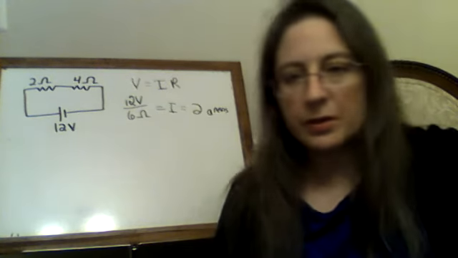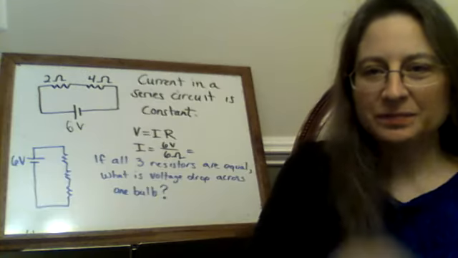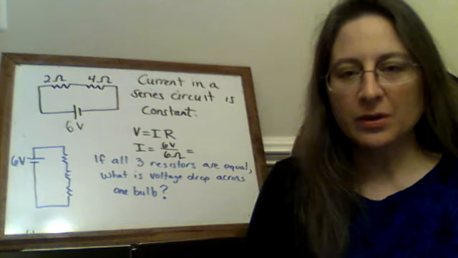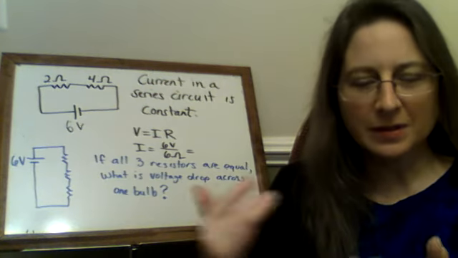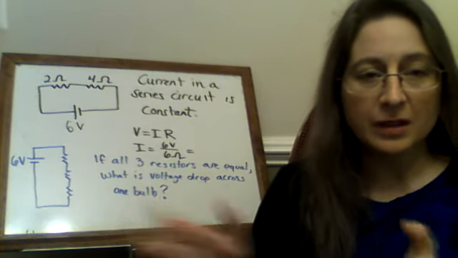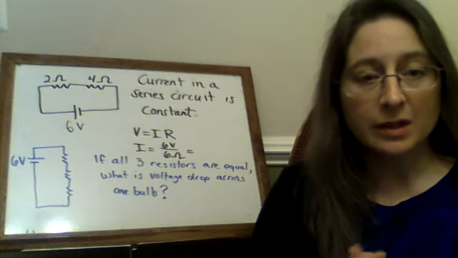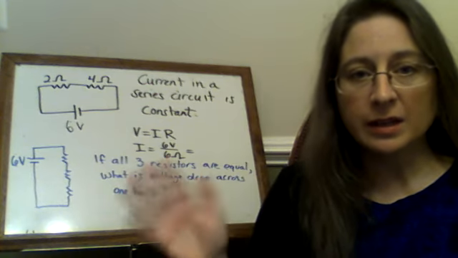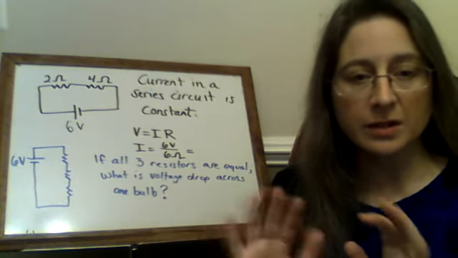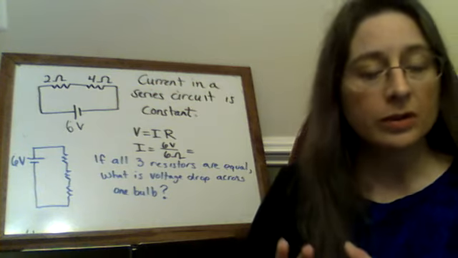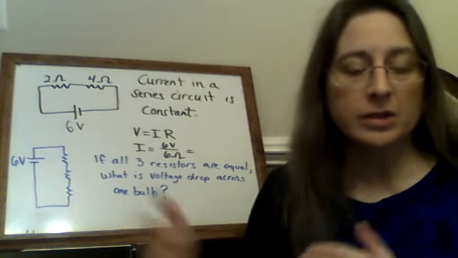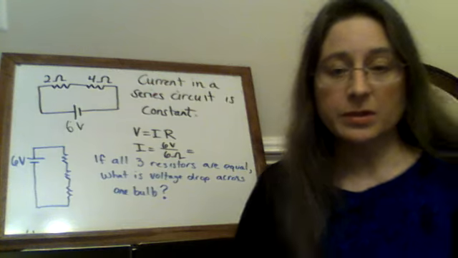Let me put another circuit on the board here. Okay, so one key point to know that I'm not positive is necessarily covered in your book, but things that are important to know about current. So current in a series circuit is constant. Current is going to be constant throughout the whole thing. So if you solve for current, then you can use that and plug back into other equations to find out other things for a series circuit.